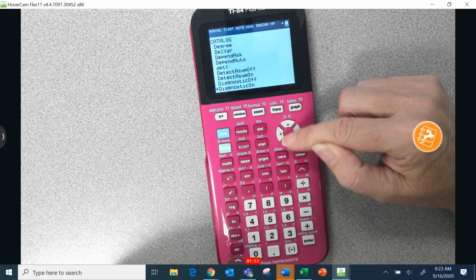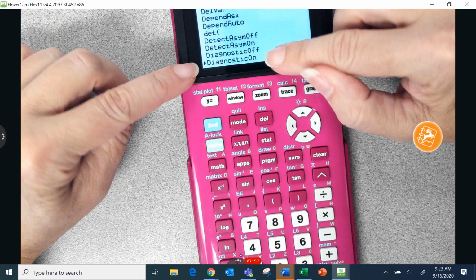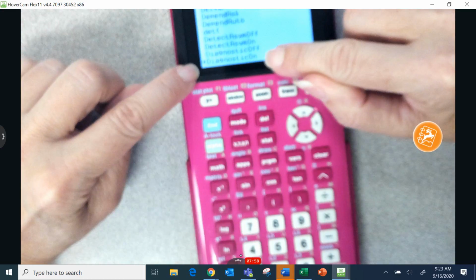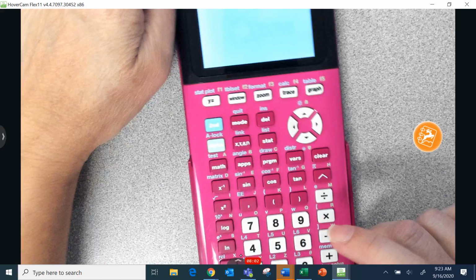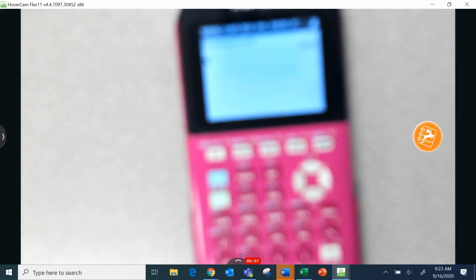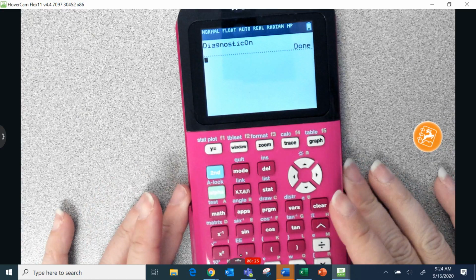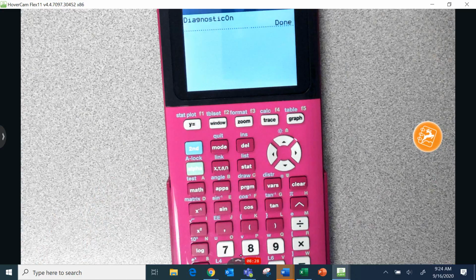I'm looking for DiagnosticOn. And when you get that, say done. You should never have to do that again unless you restart or reboot your calculator, or whatever it's called, like erase it basically. Now if you don't have a video of this, it works. And if it doesn't, I'll make a video. Okay. Now we are going to go on.